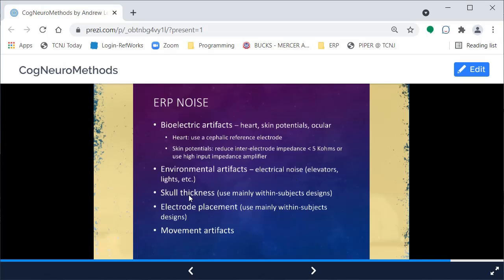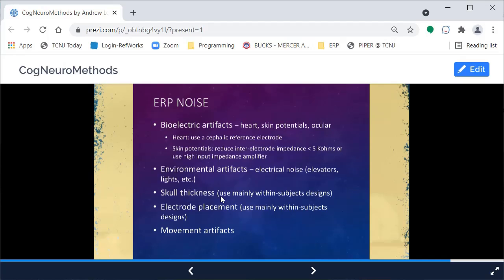The other thing to consider is skull thickness. So typically, in a lot of these studies, we're using within subjects design. So the person is serving as their own control. So we're looking at their brain activity in one condition versus another. So yeah, the skull thickness might be an issue for recording EEG, but if you're really comparing the person's ERPs in one condition to ERPs in another condition, that gets held constant. So we typically do that for a lot of these studies just for that reason.